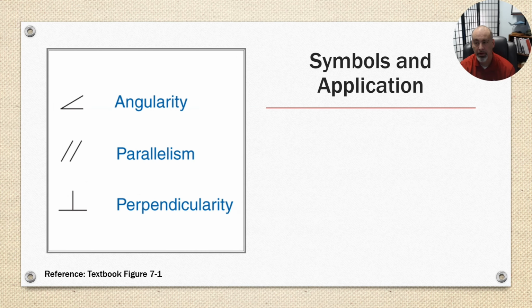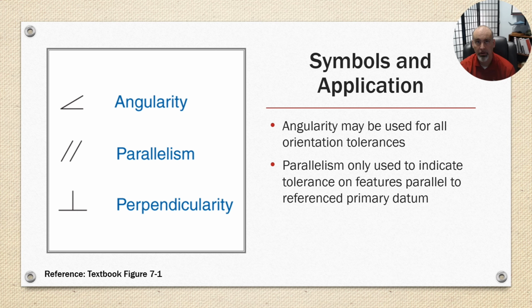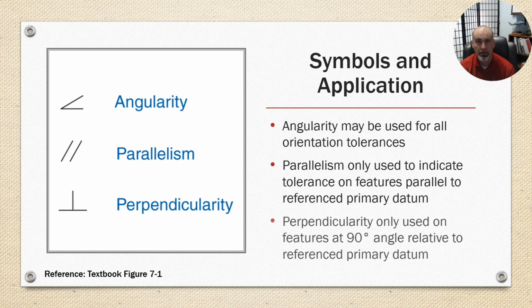The symbols and application. Angularity may be used for all orientation tolerances. Parallelism may only be used to indicate tolerance on features parallel to the referenced primary datum. And perpendicularity is only used on features that are at a 90 degree angle relative to the referenced primary datum. So it's important to know that it has to be in reference to a primary datum, so you can't use a secondary or tertiary datum in reference to these controls.